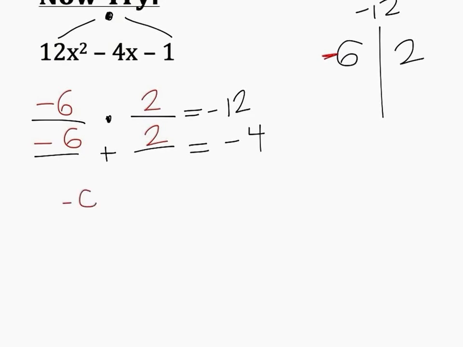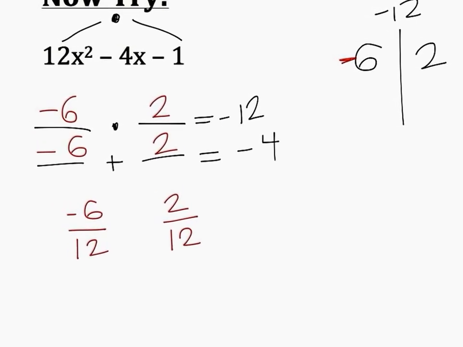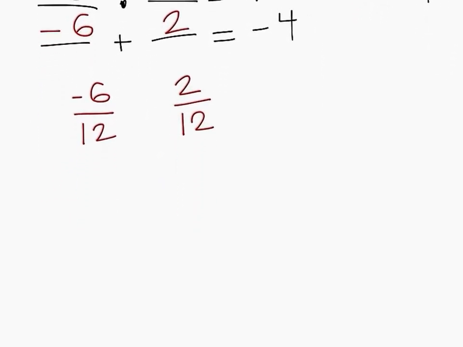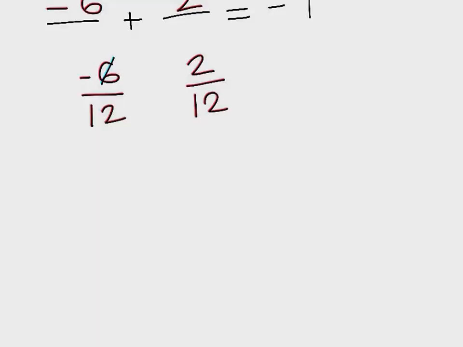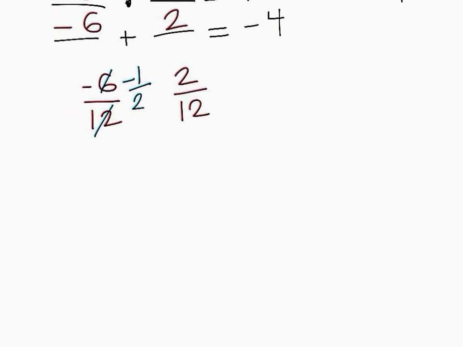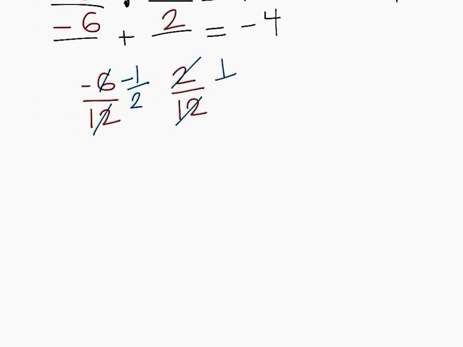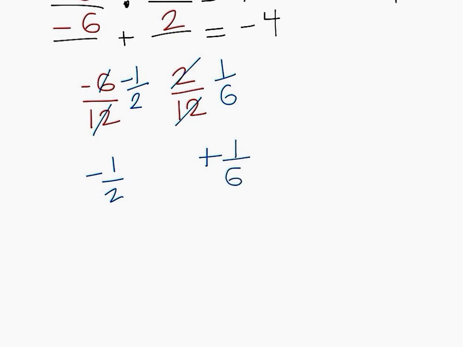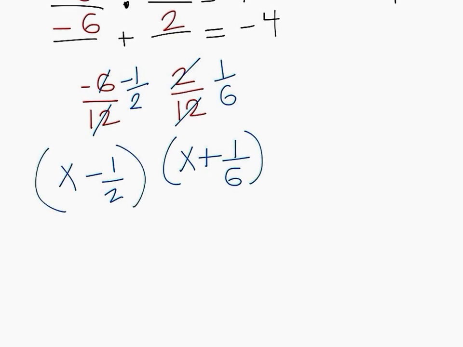Once you find those two numbers, you divide by a, which is in this case 12. So you divide by 12. Now simplify the fraction if it's possible. So negative 6 over 12 will simplify to negative 1 over 2. 2 over 12 will simplify to 1 over 6. So my two numbers are negative 1/2 and positive 1/6. Put x in front of each of the numbers, and these will be your two factors.